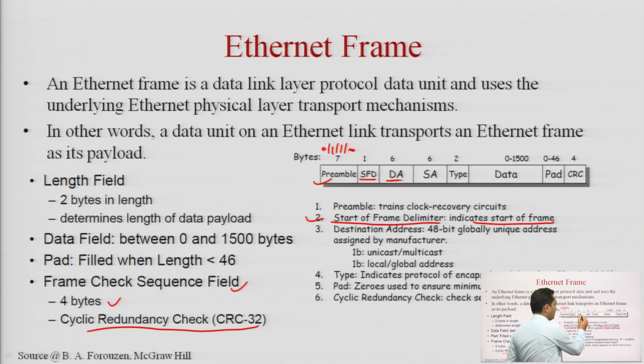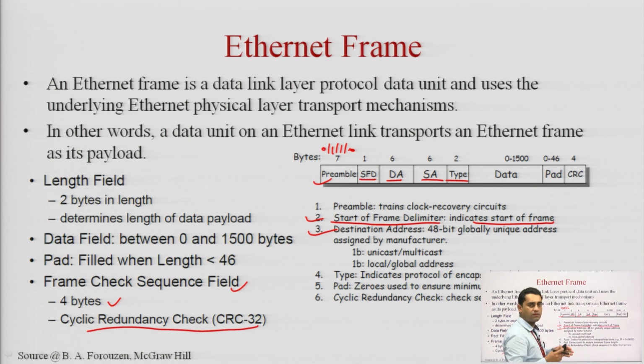Then this is the destination address, meaning where the packet is going. This is the sender address. Here it must be mentioned. Yes, this is the destination address and sender address, which is coming from the packet, from the higher layer, the network layer. Then this is the type, which tells which type of data we are carrying.